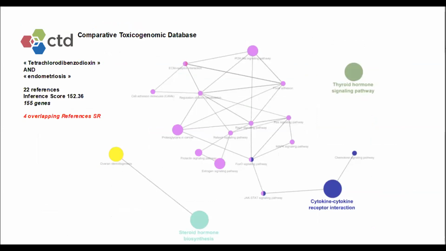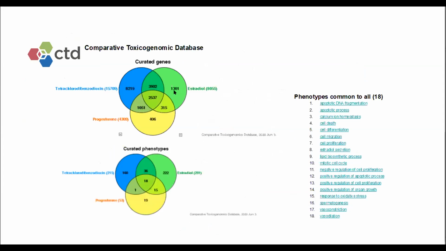So we have confirmed this network of genes and markers with also the analysis of the Comparative Toxicogenomics Database, where we end up with 155 genes on the connecting nodes between TCDD and endometriosis that, as we can see, are overlapping nodes on endometriosis, perturbation of steroidogenesis, or genes associated with the adhesion of molecules. Also, we can emphasize the overlapping genes between TCDD, estradiol, and progesterone, as we have emphasized.